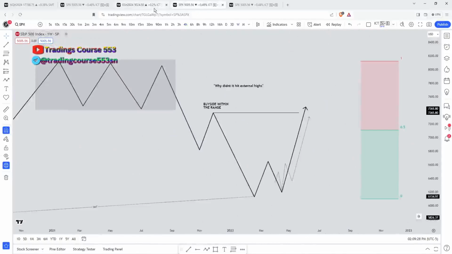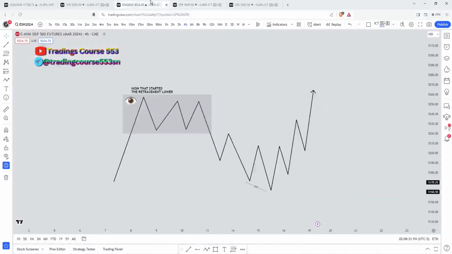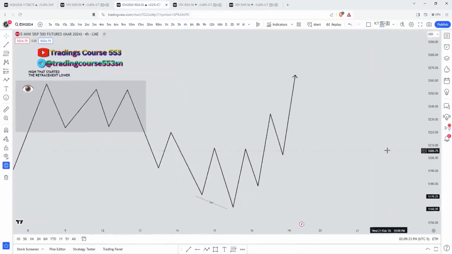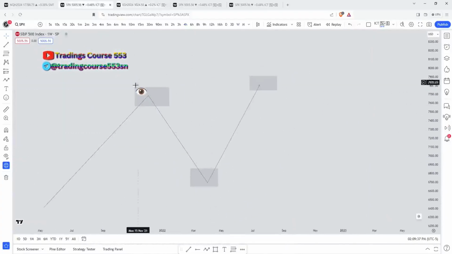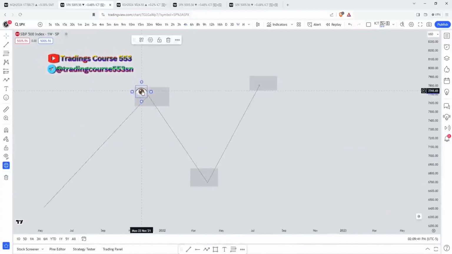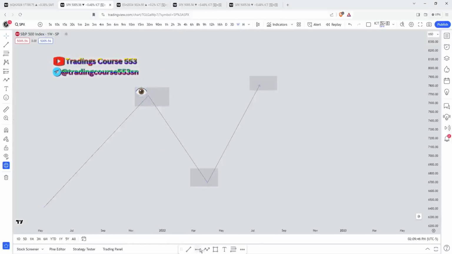Now, a big misconception about market maker models is that as soon as people see these market maker models and they identify a consolidation in here, they immediately think it has to go for this high. And I'm going to help you guys filter out situations where it moves to this external high versus price just moving to something like this.